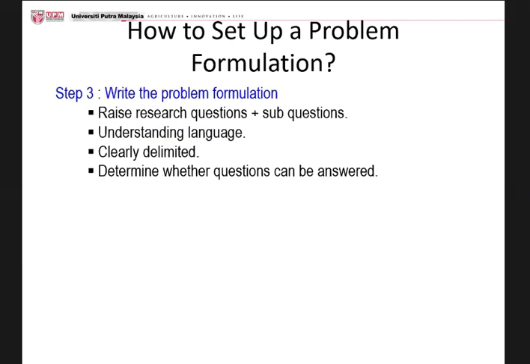And then write the problem formulation, raise research questions and sub-questions, and understand the language. Start with the language, the English language, the language of that research. For mechanical, we've got our own language, talking about gears, vibration, structure, part mechanism. So we're talking about the language. Clearly delimited, and determine whether the questions can be answered.